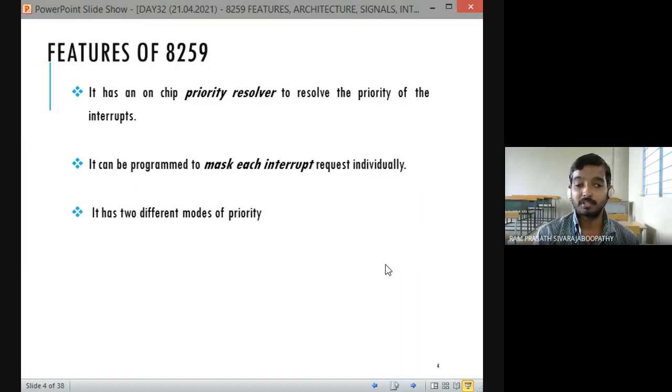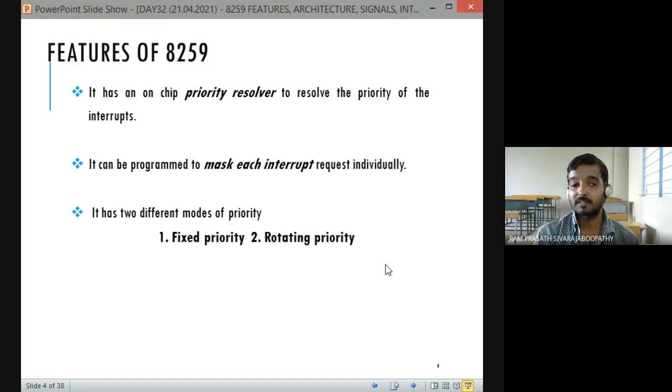There are two modes of priority here. One is fixed priority. The other one is rotating priority. Fixed priority means the priority order of all interrupts is predetermined. It cannot be changed. Whereas here in 8259 we can program it. There are two ways to program: fixed priority and rotating priority.